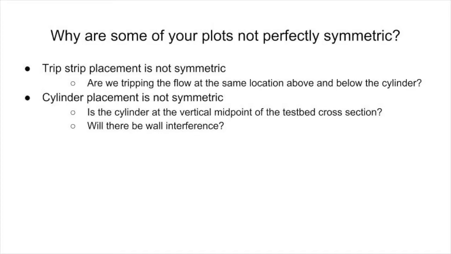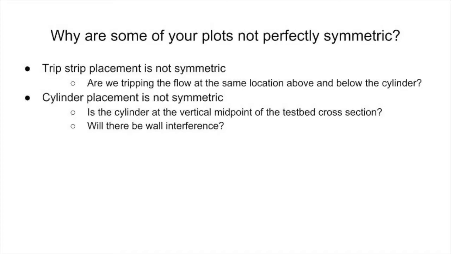And another reason is that the cylinder placement may or may not be symmetrical. We have this theory that if the cylinder is not at the vertical midpoint of the test bed cross section, so like if it's not at the midpoint of the height of the test bed cross section, that we will see different results due to wall interference. Now, wall interference, as described by NASA, is that because aircraft or whatever aerodynamic features are not usually constrained to a wind tunnel in nature, when you do that, there will be interactions with the wall that you have to account for, and you have to make corrections.